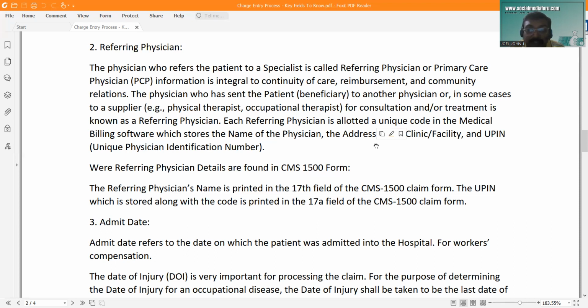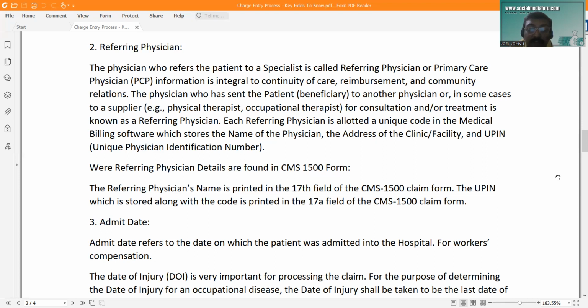So the person who is sending this patient to these people, physical therapist, occupational therapist, or to a consultant, is called the referring physician. Each referring physician is allotted a unique code in medical billing software, which stores the name of the physician, the address of the clinic or facility, and the UPIN.